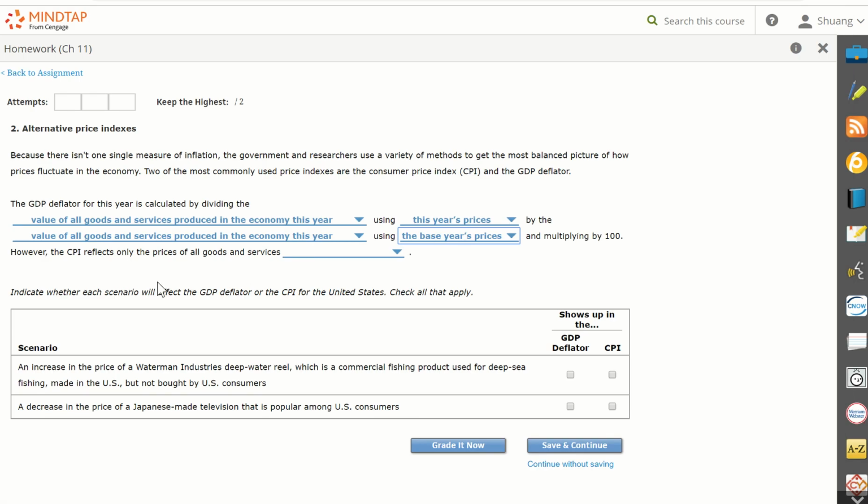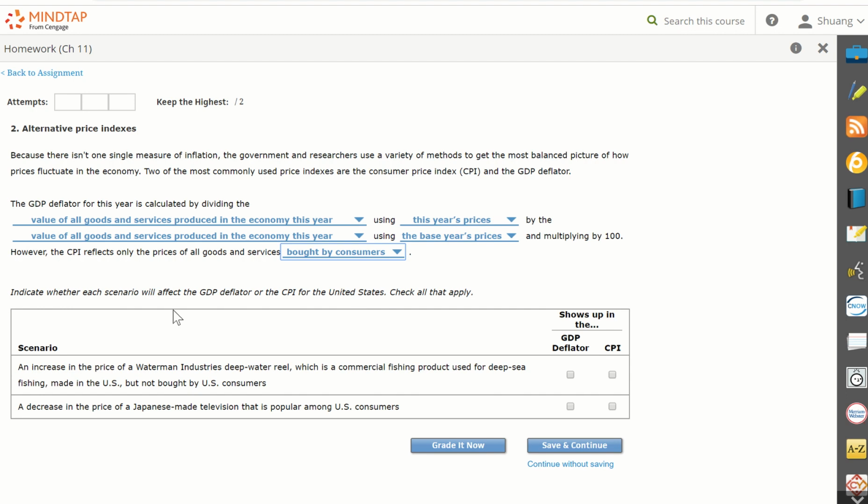Okay, and then however, CPI reflects only the price of goods and services that will be bought by consumers, because again, your GDP is your goods and services produced in the year. Your CPI is the consumer price index. It measures everything purchased by consumers.